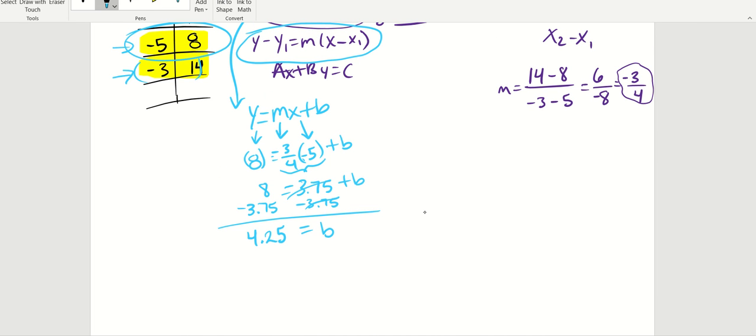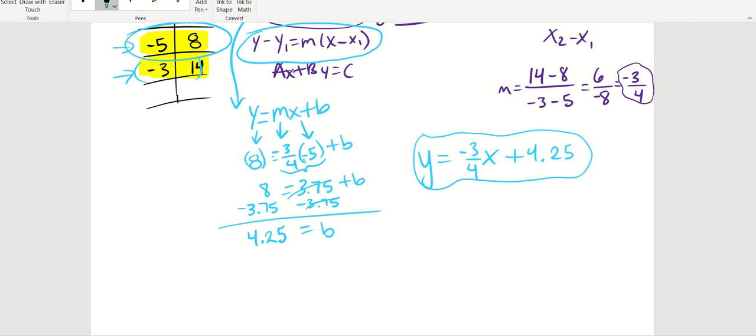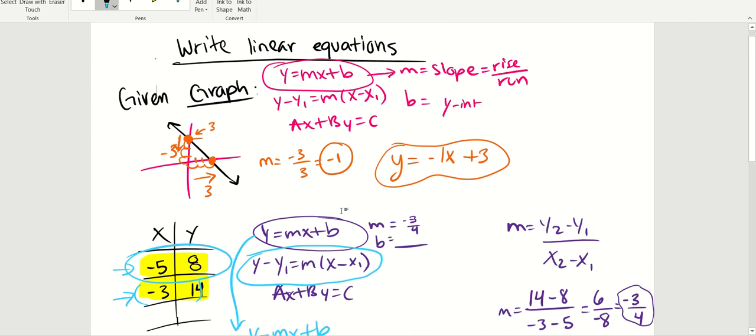So it will be y equals -3/4 x, and then your b value, plus 4.25. I'm sure that's also a fraction, but right now I don't have the calculator to convert that to a fraction. All right, so that is how you find equations given a table and a graph.